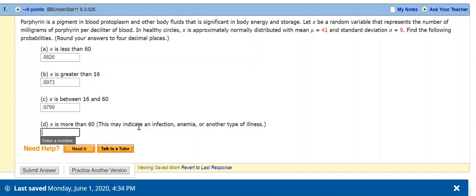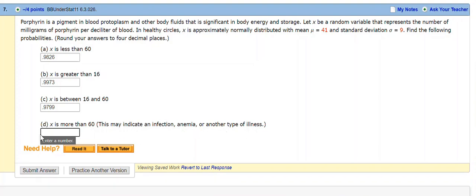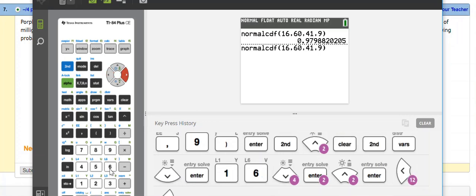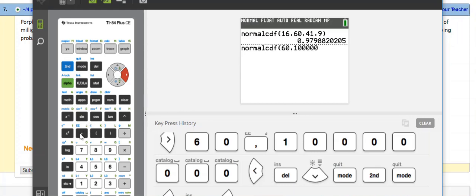And this may indicate an infection, anemia, or other types of illness. So x is more than 60. So back in my calculator, x is more than 60. So I'm going to do 60 as the lowest, and go to a really big number, and then I put in the comma. Again, you could do this with your menu if you wanted to. And paste 41 and 9. That's the idea. And I hit enter.